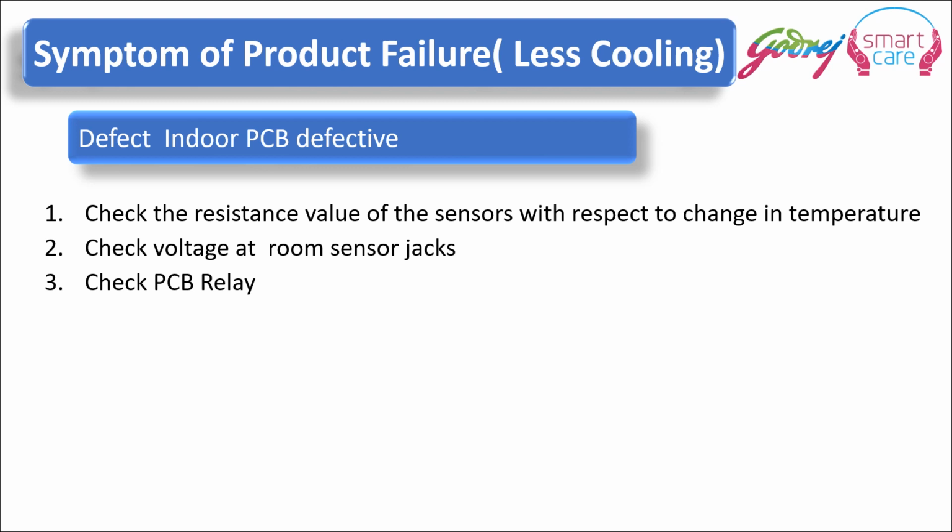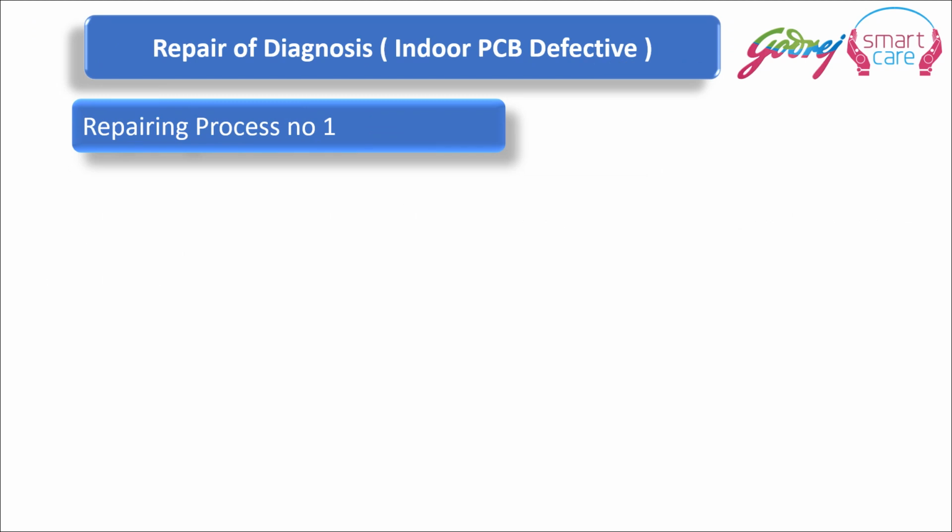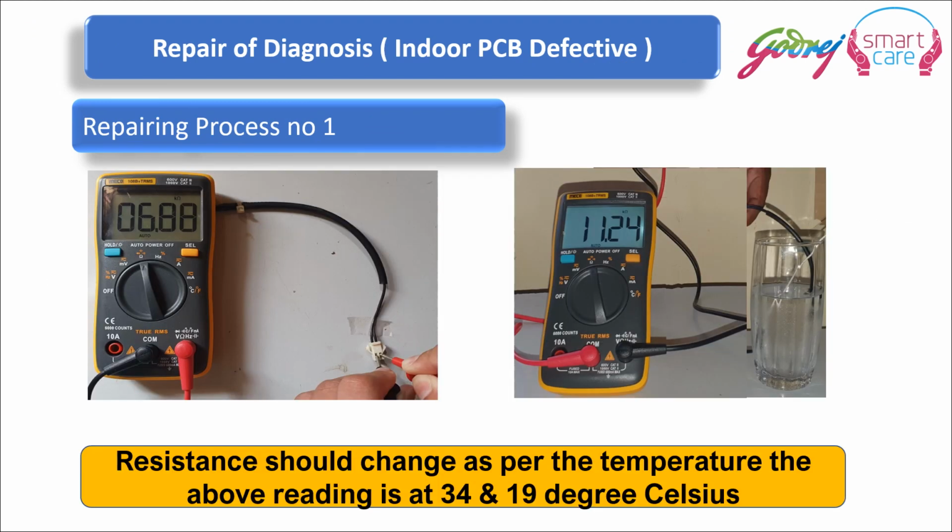Indoor PCB defective: we have to check the resistance value of the sensor with respect to the change in temperature. We have to check the voltage at the room temperature jacket and check the PCB relay. We'll check the resistance as per the temperature, and the above reading is at 34 and 90 degree centigrade.